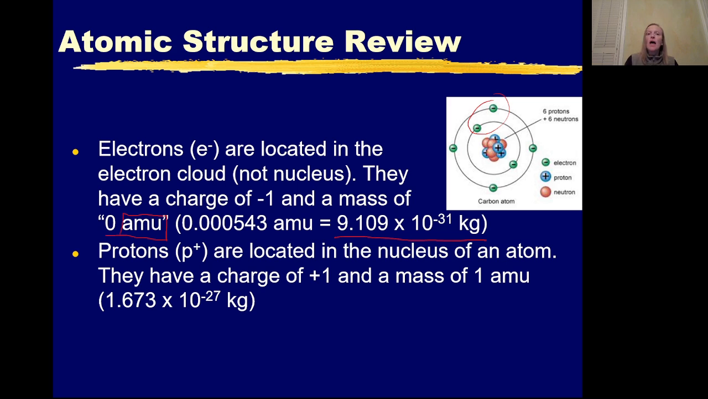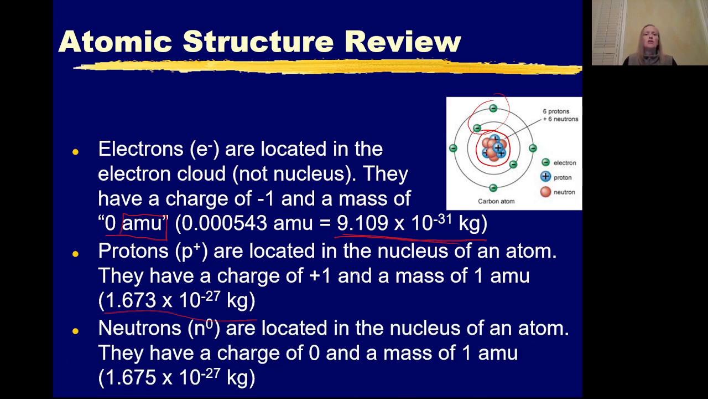Protons have a positive charge. They are located in the nucleus of the atom, and they have a charge of +1, but we say that they have a mass of 1. And you can see that compared to the electrons that we've looked at, they are orders of magnitude more massive than the electrons, which is why we basically ignore the electrons.